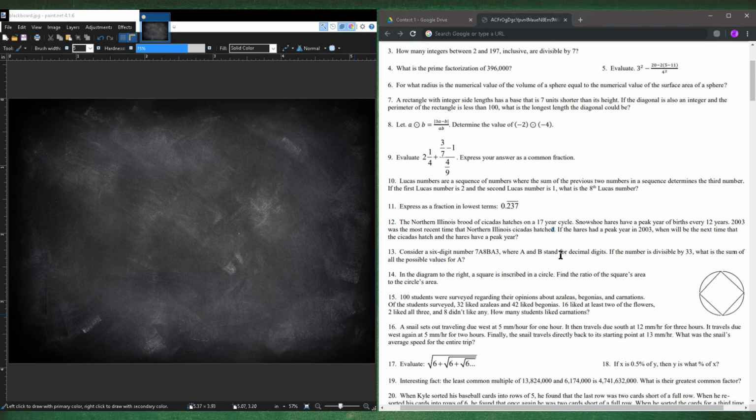Question 12. The Northern Illinois brood of cicadas hatches on a 17-year cycle. Snowshoe hares have a peak year of birth every 12 years. 2003 was the most recent time that Northern Illinois cicadas hatched. If the hares had a peak year in 2003, when would be the next time that the cicadas hatch and the hares have a peak year?